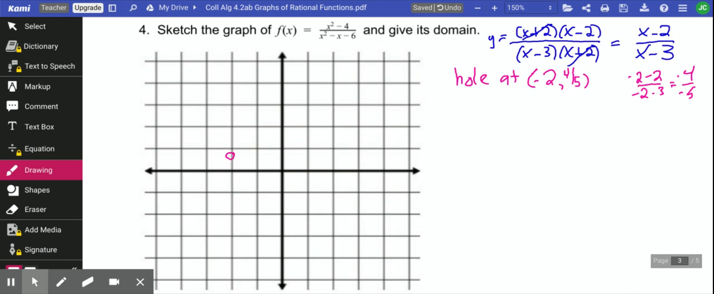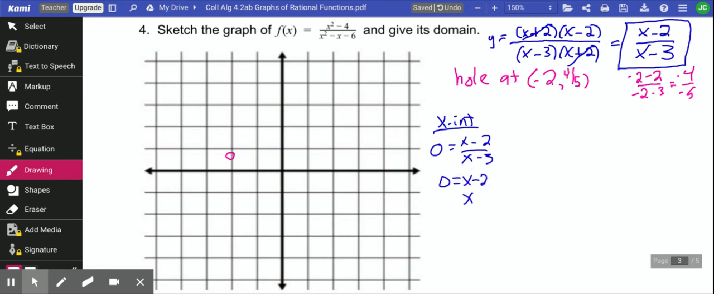Now, everything else I'm going to do from the simplified form. There's no reason to go back to the original. So to find our x-intercepts, we're plugging in 0 for y. I'm going to multiply both sides by the denominator, which is just going to give me 0 equals x minus 2. So x equals 2. We have an intercept there. To find the y-intercept, we plug in 0 for x, which is going to give us 2/3. So 0, 2/3, maybe right there.